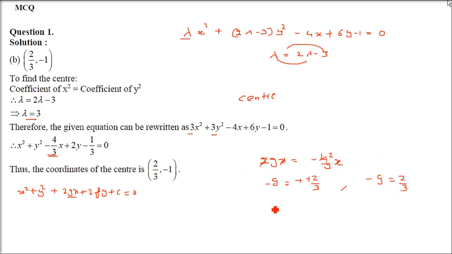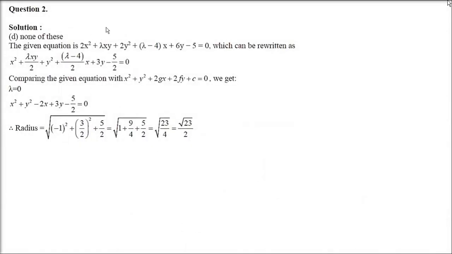What about this one? 2fy. Compare it with 2y. y gets cancelled. f equals 1. But f is not the center. Center will be minus f. In all coming questions, just remember minus g and minus f are the center. g and f are different. Center is minus g and minus f. So we have 2 by 3 and minus 1. B option is the correct one.